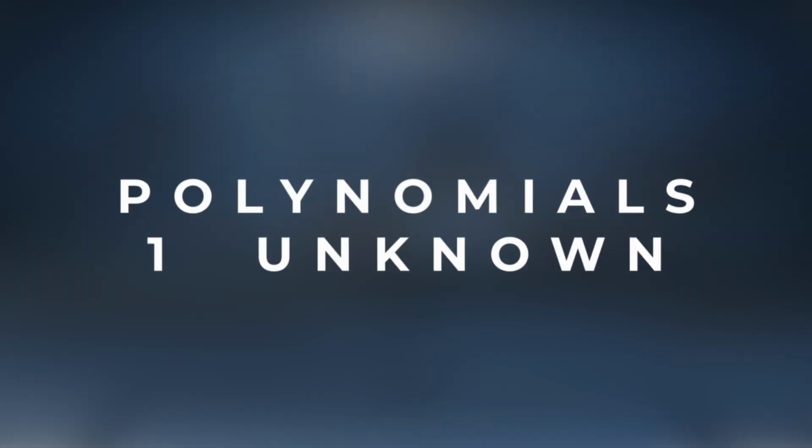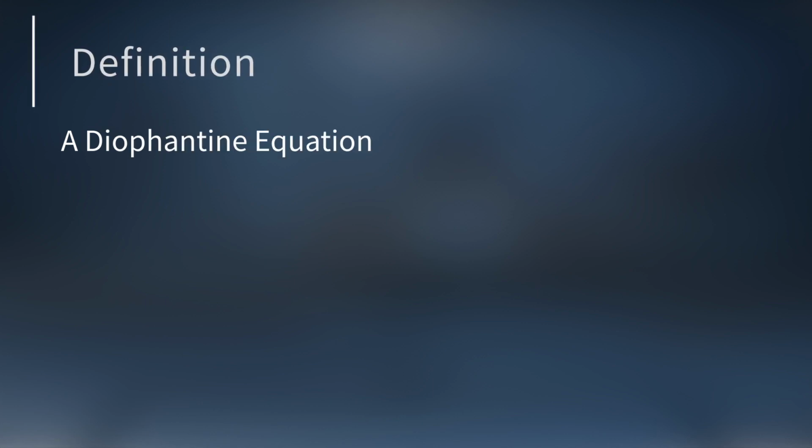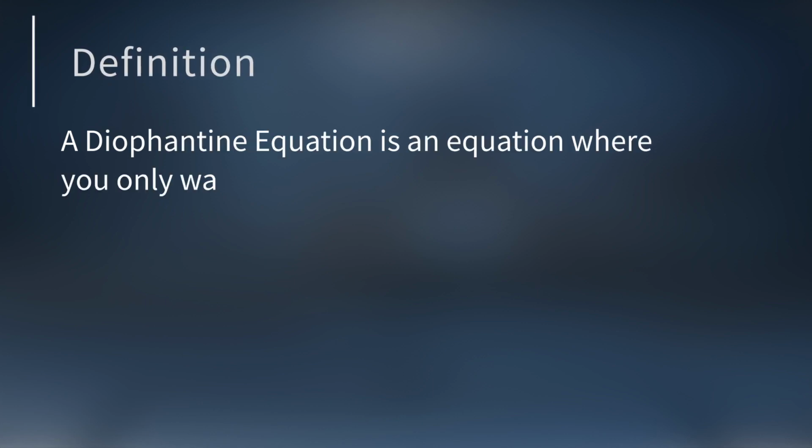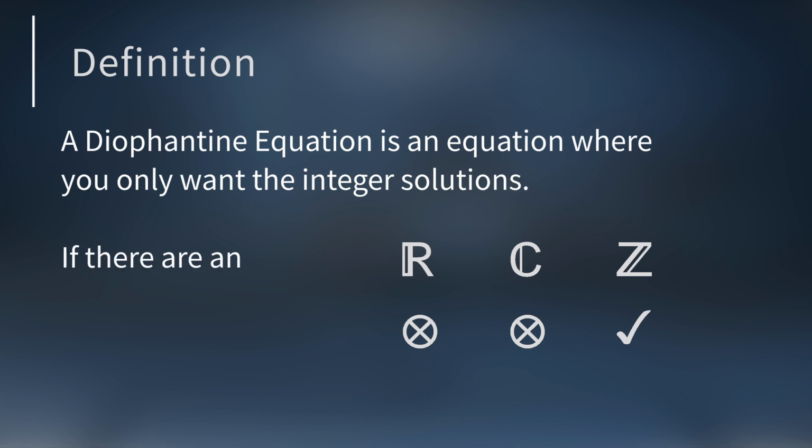Today we are going to learn how to solve a specific type of Diophantine equation, polynomials with one unknown. A Diophantine equation is an equation where you are only interested in finding the integer solutions. You aren't interested in the real number or complex number solutions. You just want to find the whole number solutions, if there are any.